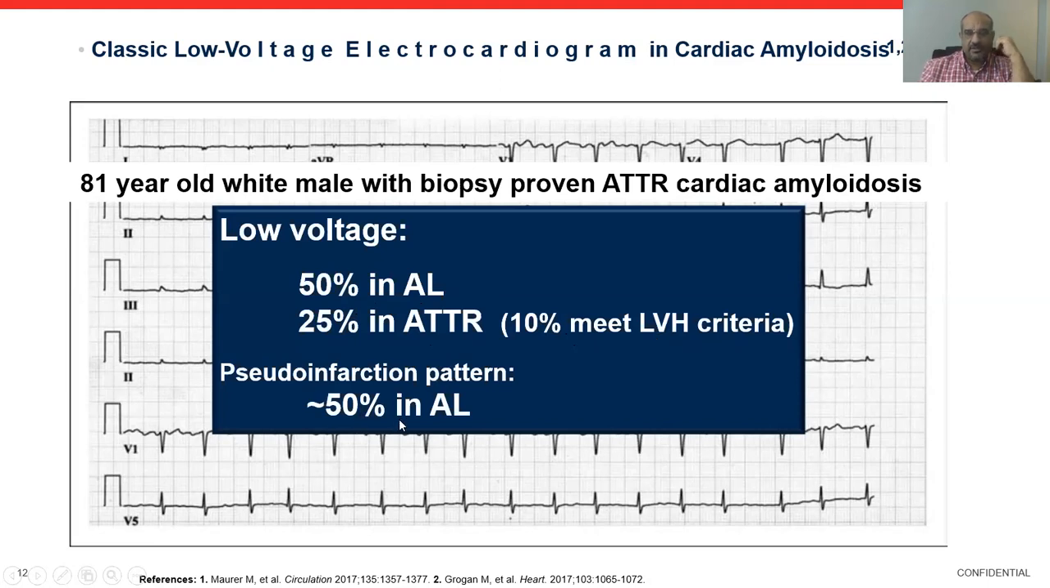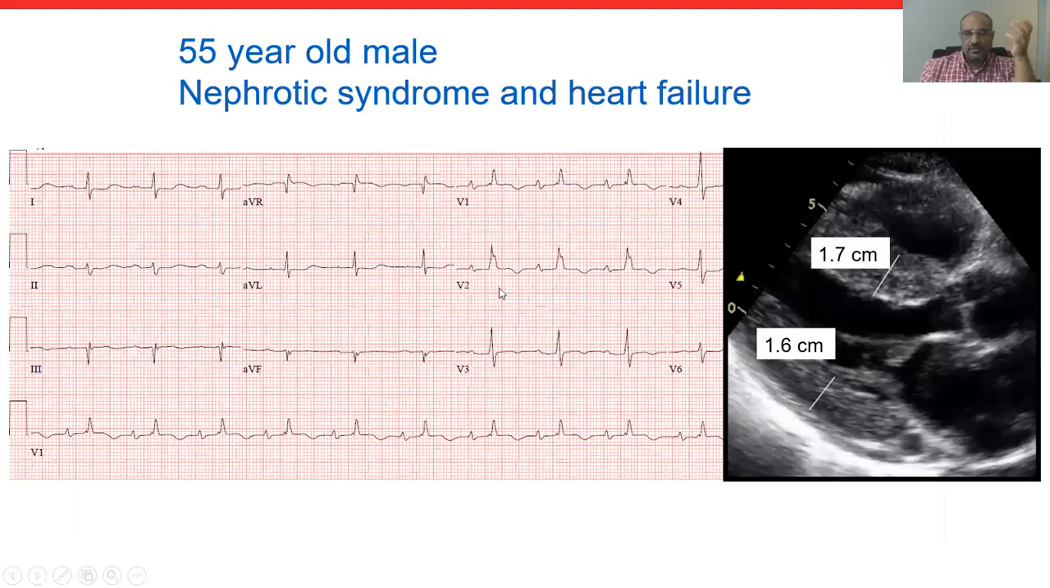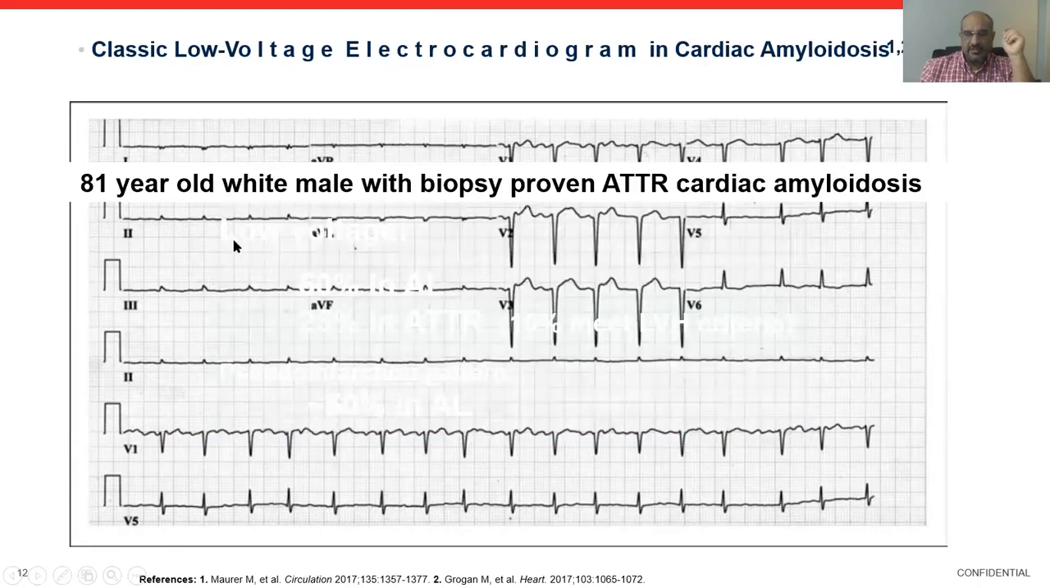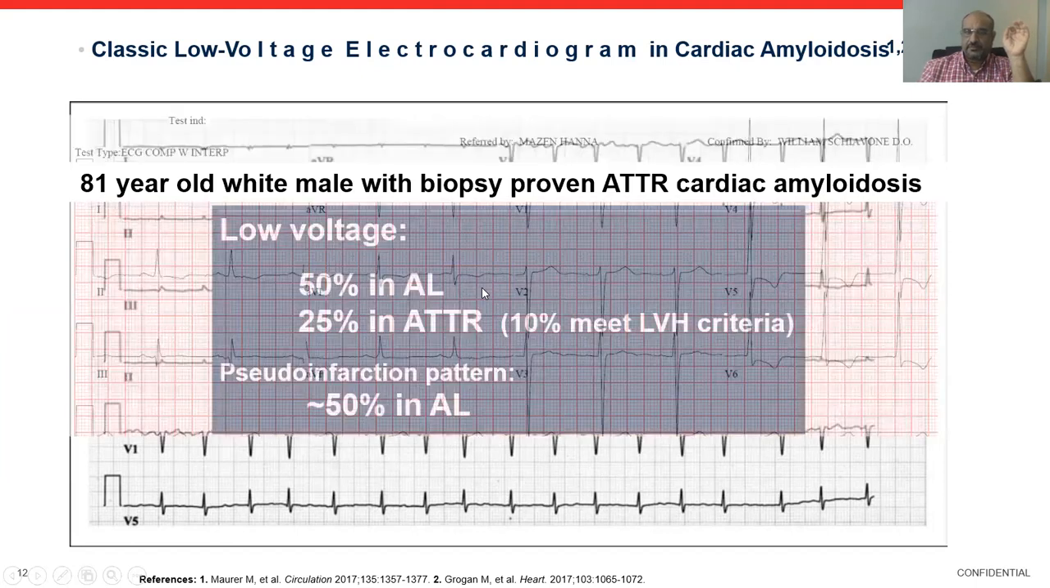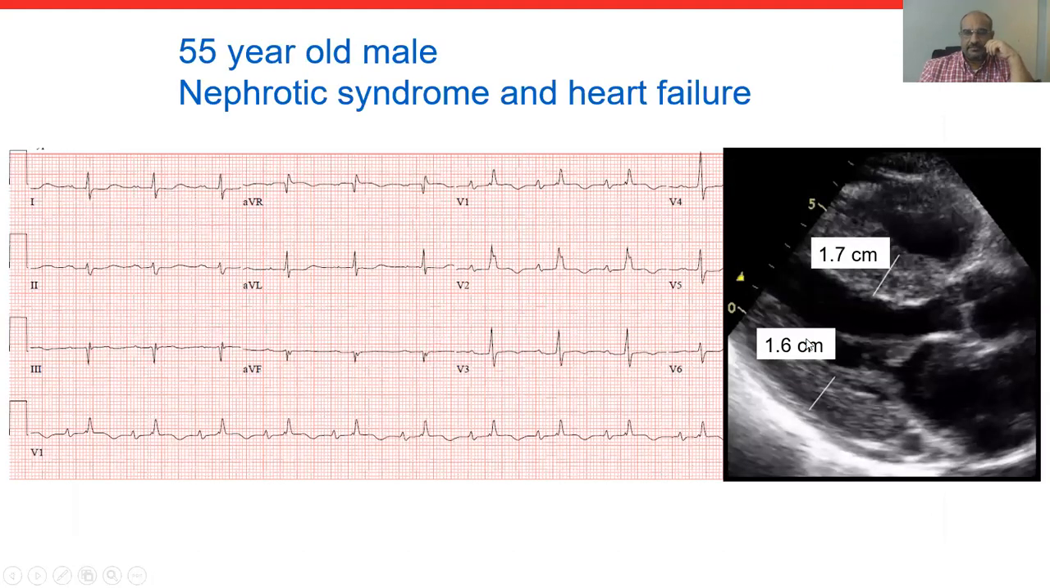Sometimes we even find 10% meeting LVH criteria. Pseudo-infarction pattern is present in about 50% in AL. As you can see, this ECG was proven to be amyloid, but it fulfilled the criteria for LVH with a strain pattern. So when you see low voltage, it's a very good specific sign for cardiac amyloid, but not a very sensitive sign. So not every patient without this sign does not have amyloid. Even patients with an LVH pattern and strain pattern can have amyloid.